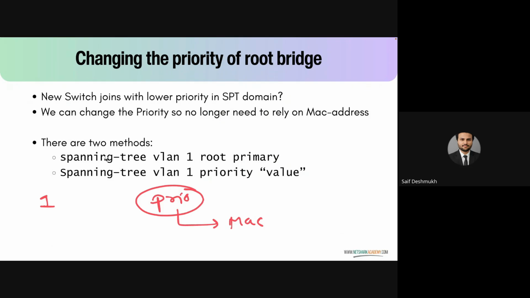There are two ways. The first method is you can simply use a keyword called primary. Spanning tree VLAN 1, because you're running a version of spanning tree where you have different instances. That's why you have to define VLANs here. We will talk about it in detail again, but we're getting there. Spanning tree VLAN 1, we're saying root is going to be primary.